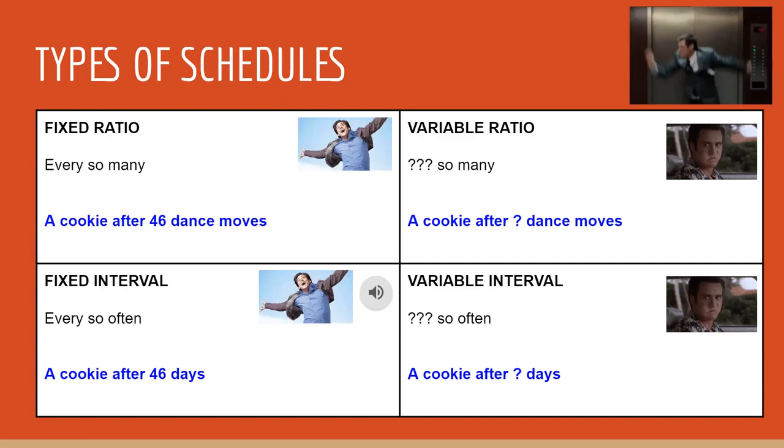Now variable ratio, that's question mark so many. We have no clue. It's just a random amount. A cookie after some number of dance moves. So that would be like 1, 2, 3, 4, 37. You get a cookie. 159. You get a cookie. Oh, just random every time. That's not so good. Look, this is supposed to be his reactions. Okay, he likes that. He knows every time.